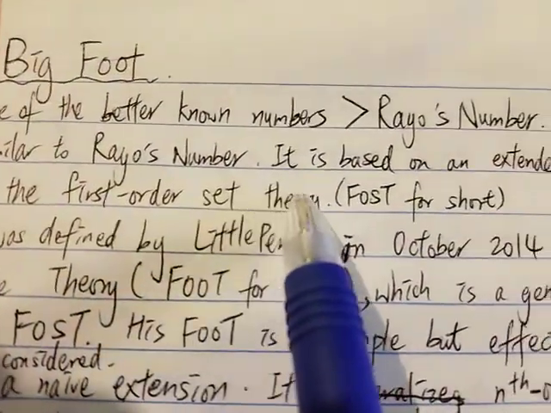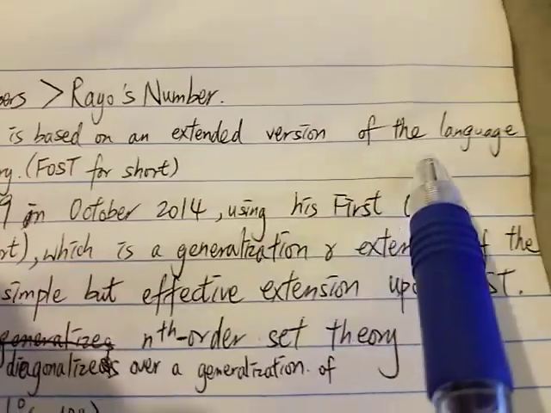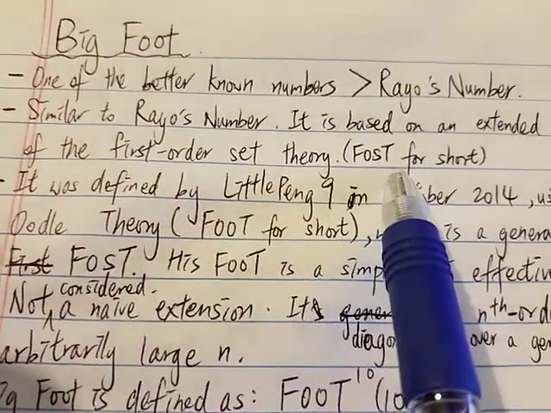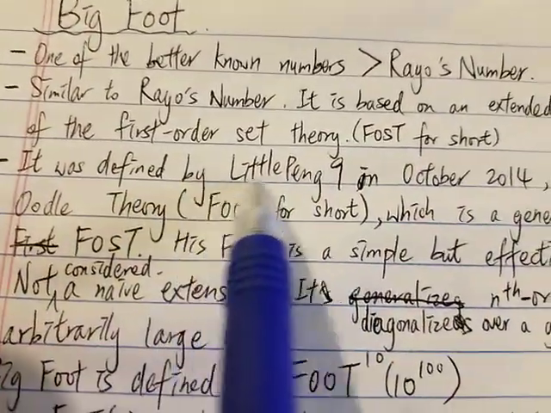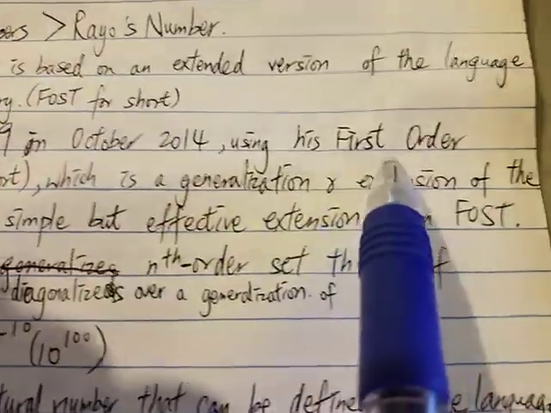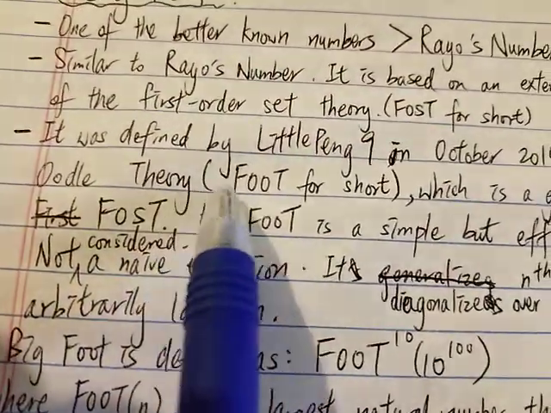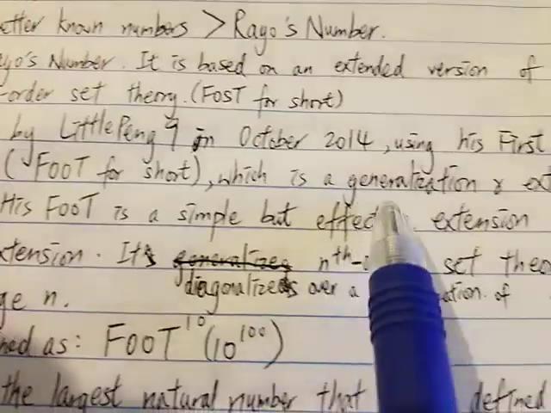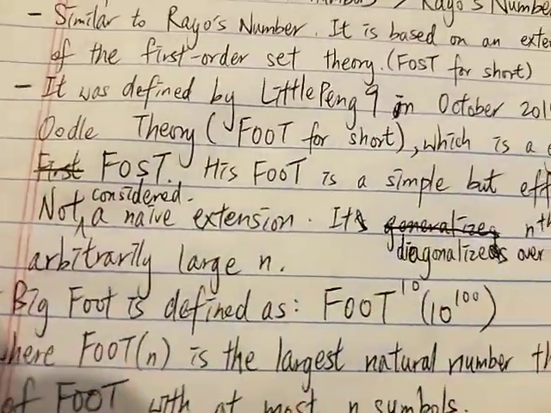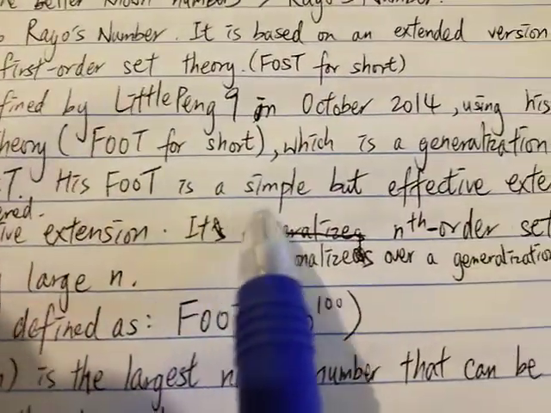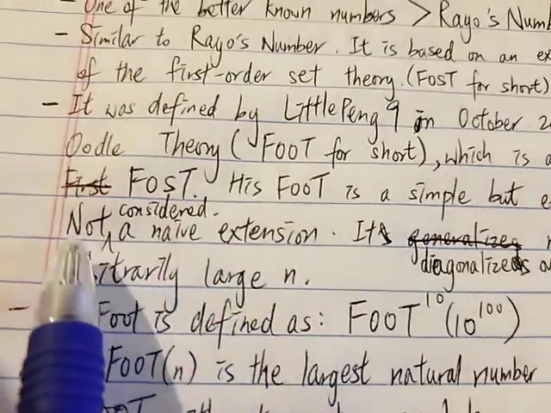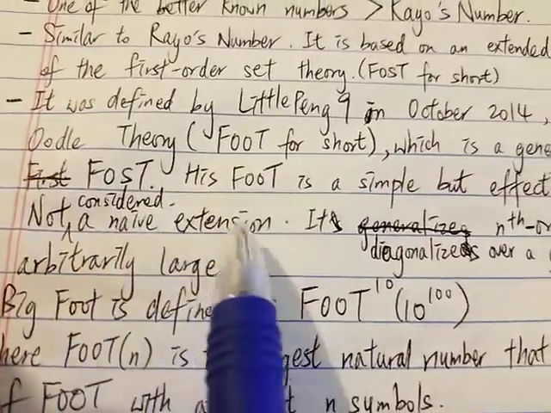Similar to Rayo's number, it is based on an extended version of the language of first order set theory, FOST for short. It was defined by this guy in October 2014 using his first order Oodle theory, Foot for short, which is a generalization and extension of the FOST. So Foot is a simple but effective extension upon FOST, and is not considered a naive extension.